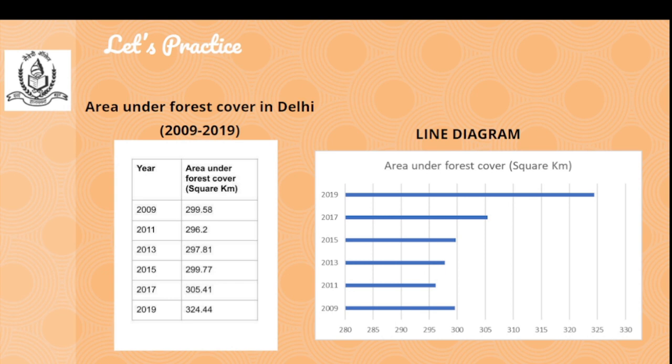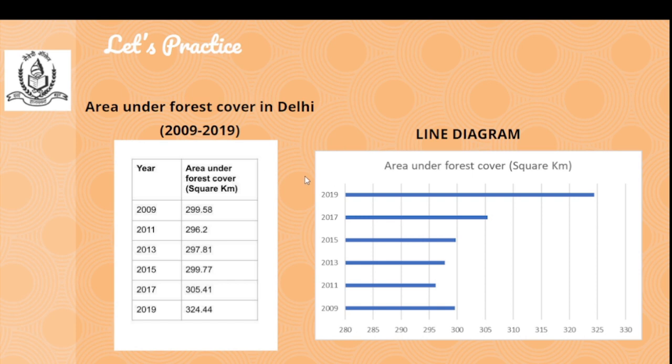So let us understand the line diagram preparation with the help of the given data set. This is data concerned with area under forest cover in Delhi for the years 2009 to 2019. So in this table, you can see that there are two columns. One is for year and one is for area under forest cover in square kilometers. So using this type of data, let us see how we can draw a line diagram. On your right hand side, you can see a line diagram prepared from the given data.